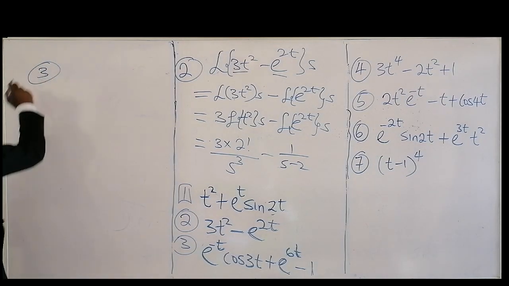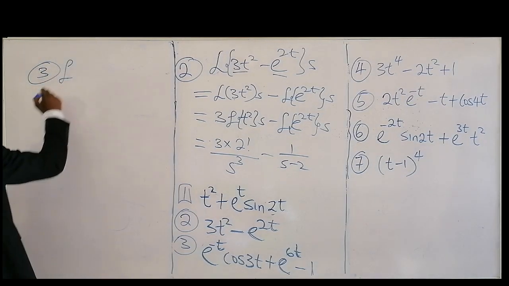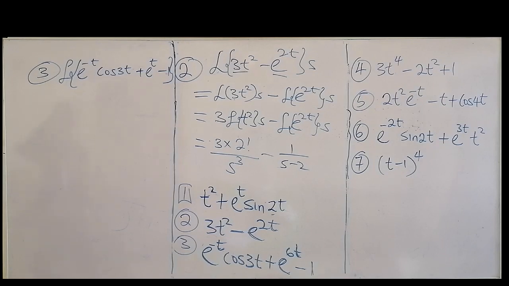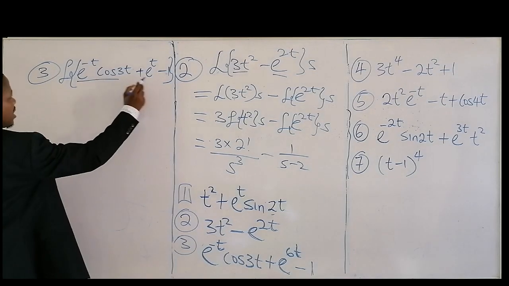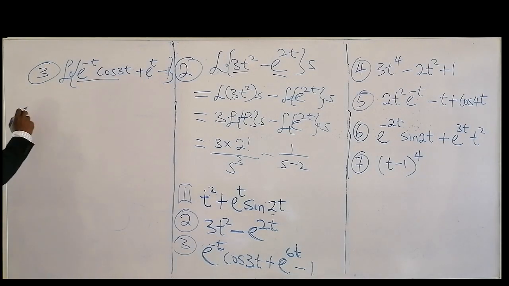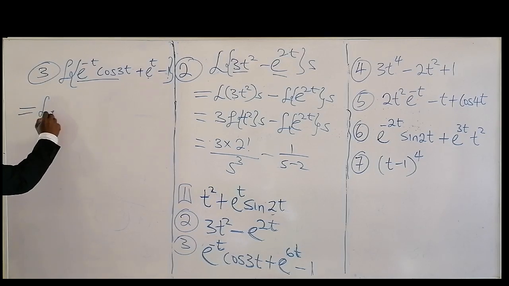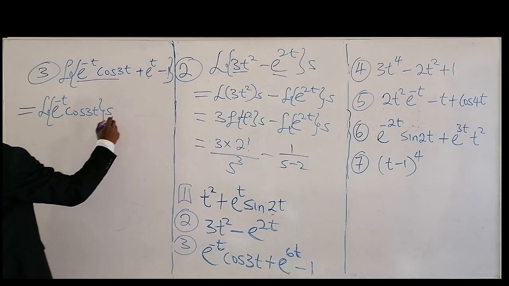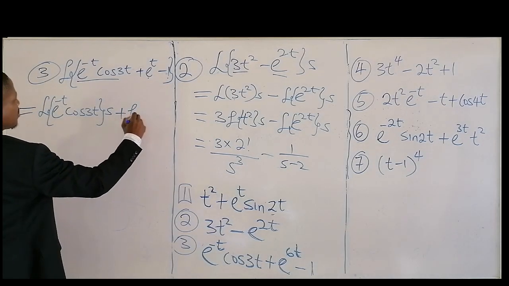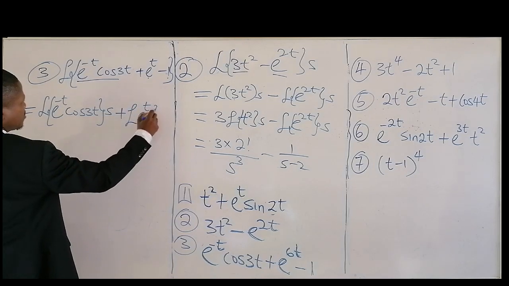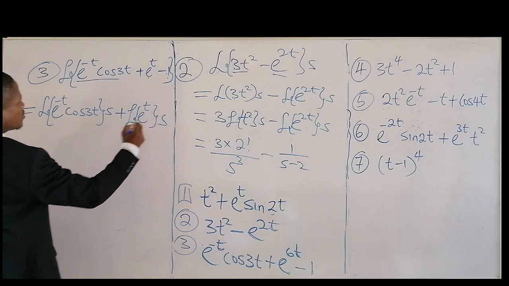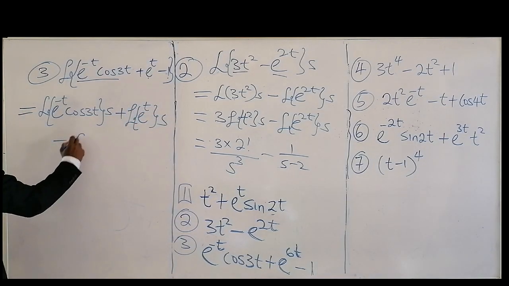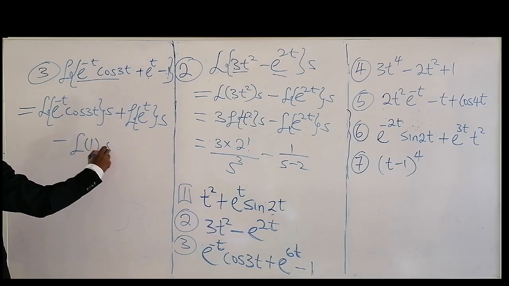We go to question 3. Question 3, Laplace of, we have 3 functions here. We have this one, we have this one, we have this one. So it's going to be Laplace of each of those functions, then plus Laplace of exponential to power t, and then minus what? Laplace of 1.